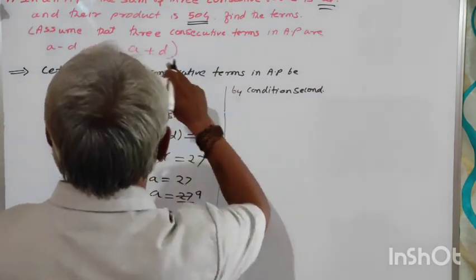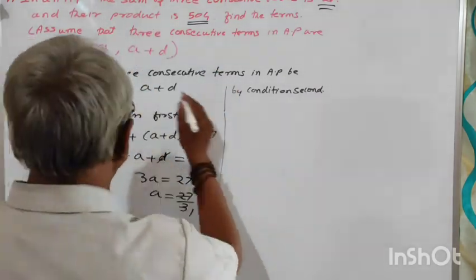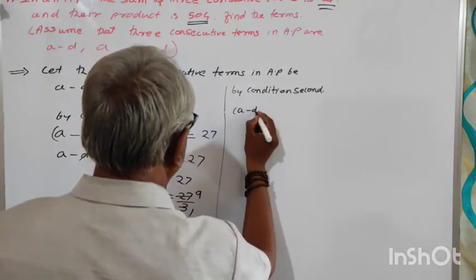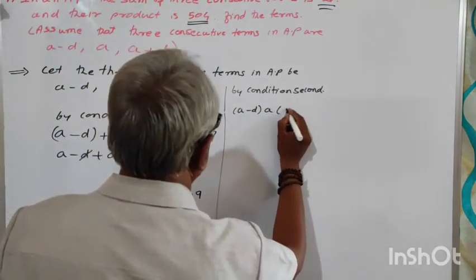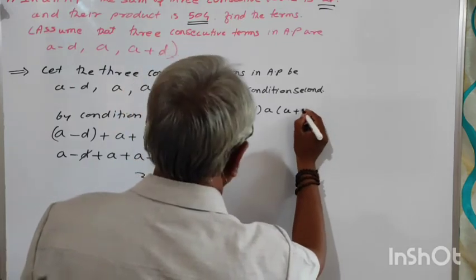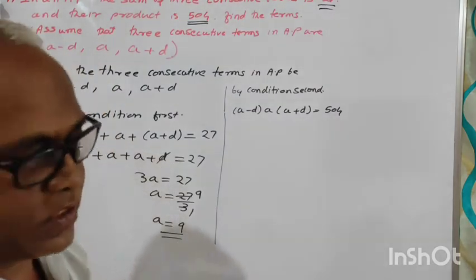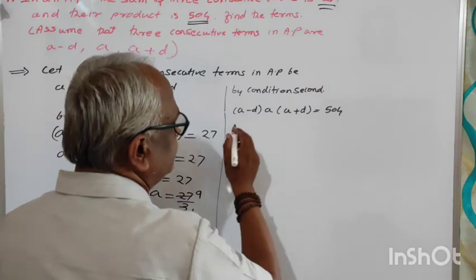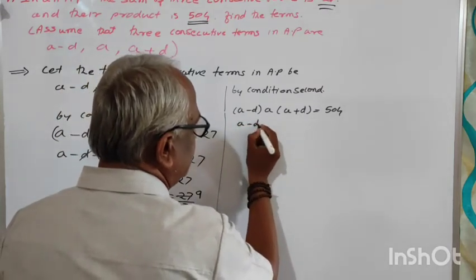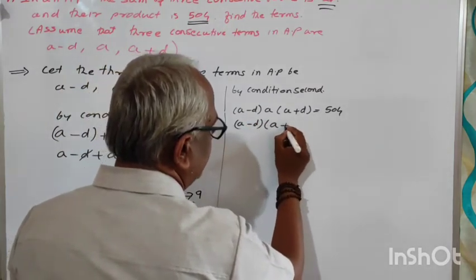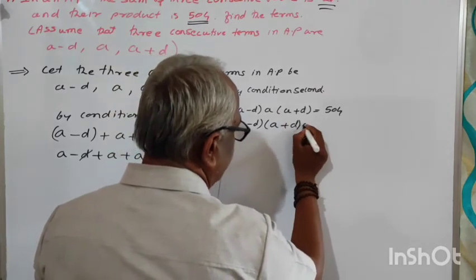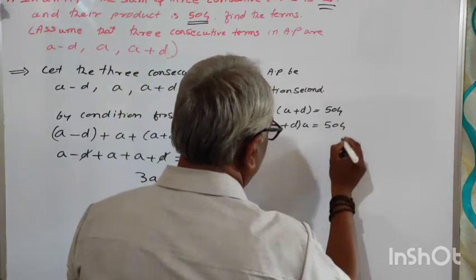What is condition second? The product of all the three terms, (a minus d) into (a plus d) into a, is equal to 504. This is the condition he has given there. So here, a minus d and a plus d and this into a, I will write, is equal to 504.